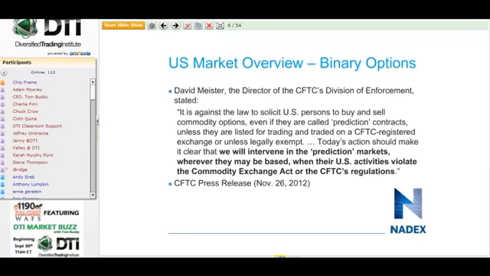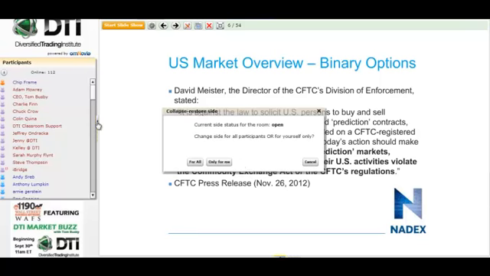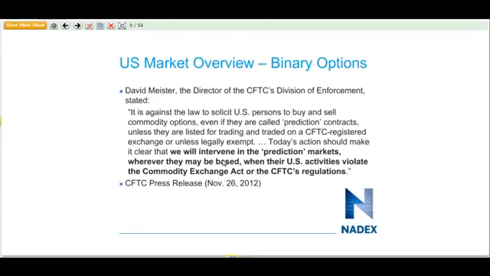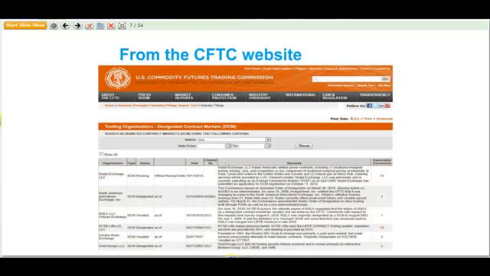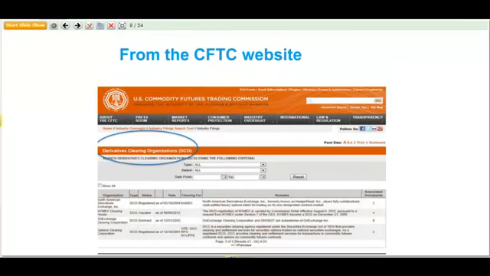...to solicit U.S. persons to buy or sell these binary contracts unless they are listed for trading on an exchange in the U.S. And fortunately for us, from the CFTC website, here it is. This is the DCM. This arrow key is killing me. This is DCM. Essentially, this is a fancy way of saying we're an exchange. There we are listed, the status, and here is the DCO, where we're the clearing organization.